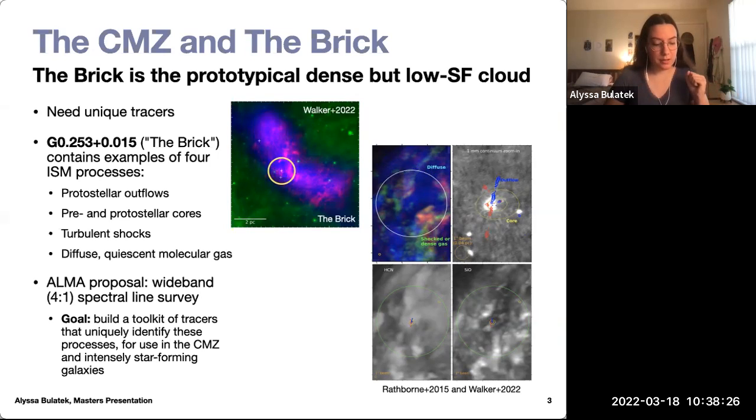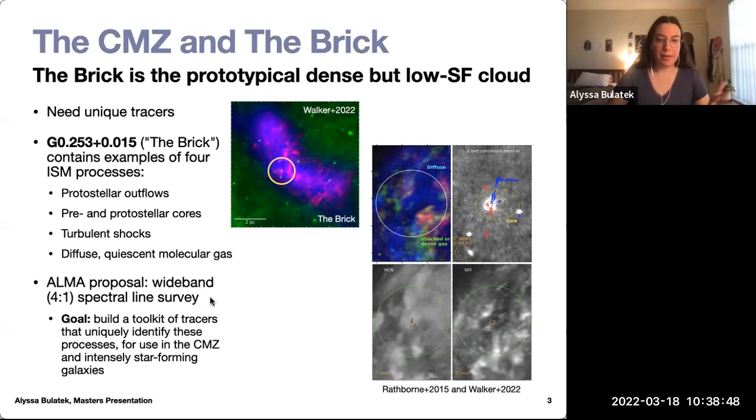So before I got to UF, Adam wrote an ALMA proposal for a wideband 4-to-1 bandwidth, which just means the highest frequency is 4 times the lowest frequency. A wideband spectral line survey to be taken with the Atacama Large Millimeter/submillimeter Array.